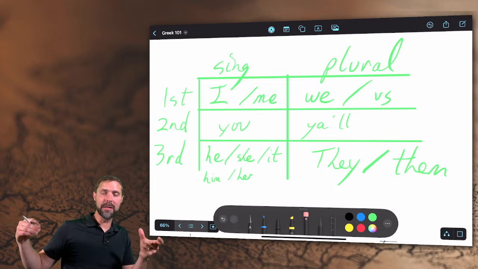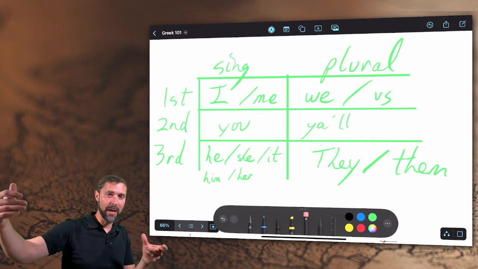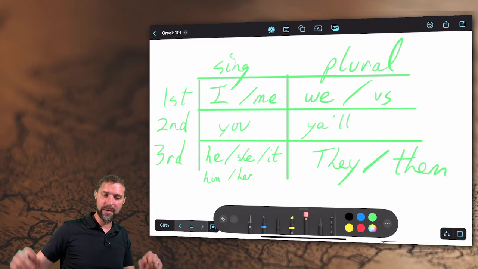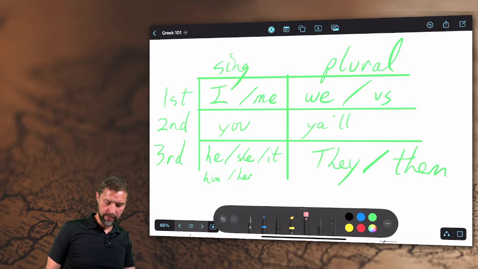Because Joel ate the cheese. Bob and Fred are talking about Joel. When that kind of configuration happens, we would call it a third person. He, she, it. And over on the plural side, they, them.